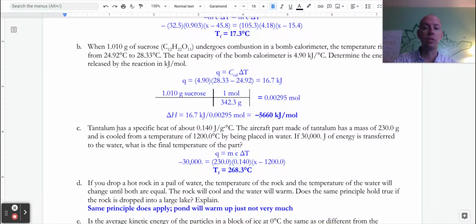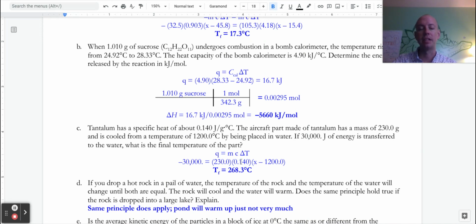On part C, we're looking at another metal in water. We have a certain mass. We're cooling it from a temperature by placing it in water. We have an amount of energy. So we're looking at a change in temperature again. One thing that's key here is that energy is transferred to the water. That is energy lost by the metal. So that's why that 30,000 has a negative on it.